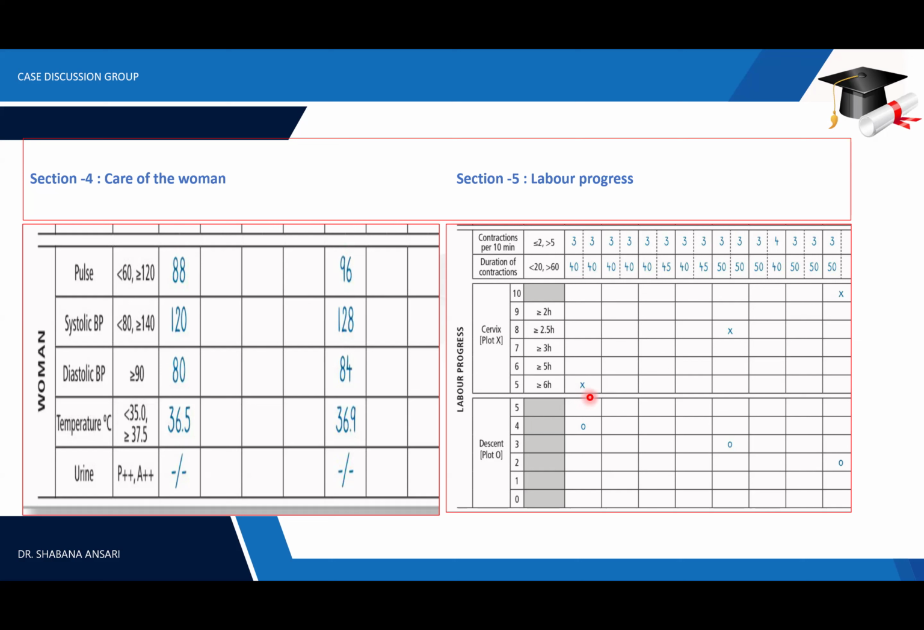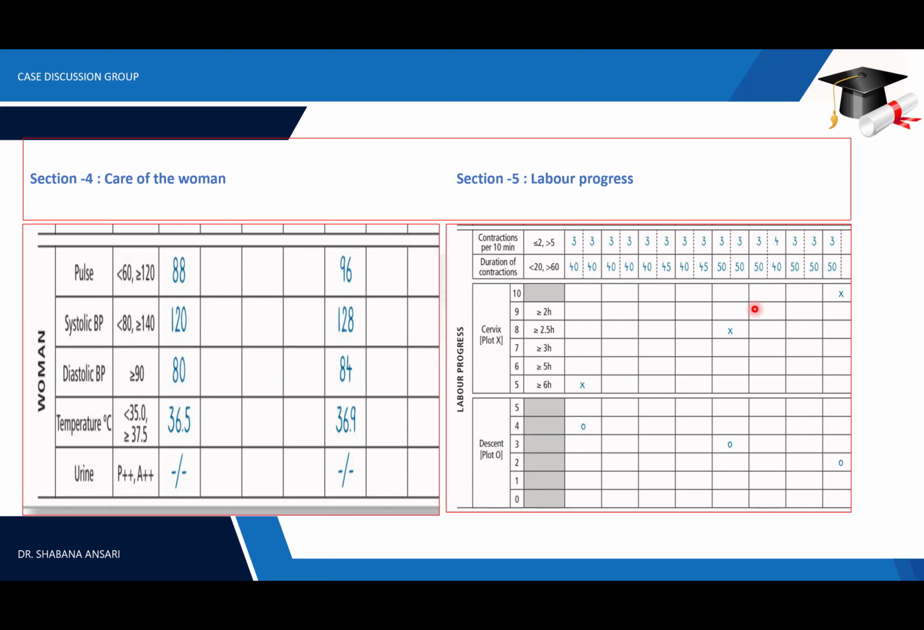And similarly, just like cervical dilatation, we have to see the station of the head as well, and the position of the head has to be marked. So how will you plot this one? Descent, we have to plot. What examination is it? Abdominal examination. How many fifths are palpable? It is not the station, it is how many fifths palpable. So 5 by 5, 4 by 5, 3.